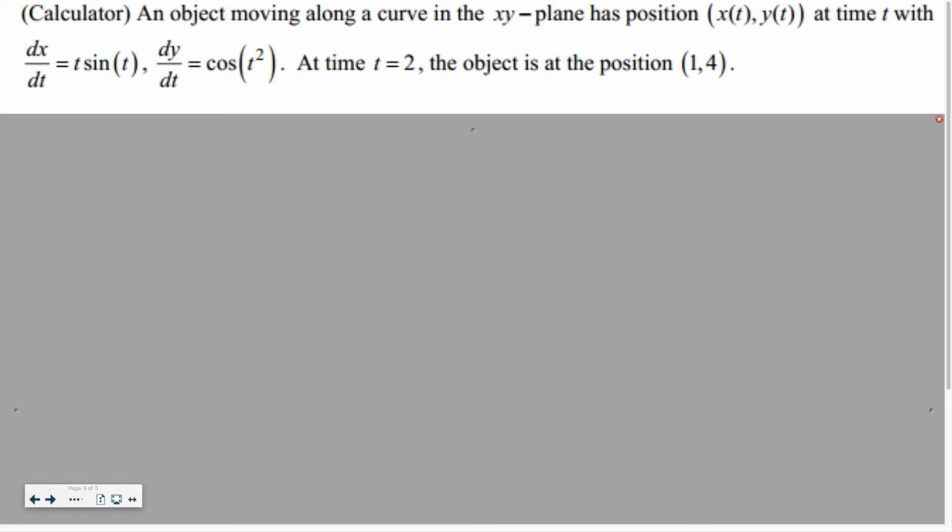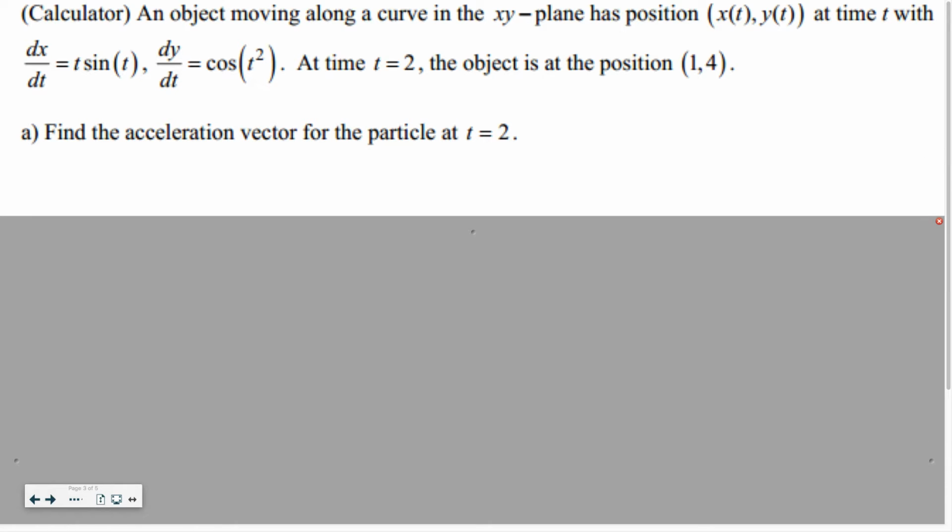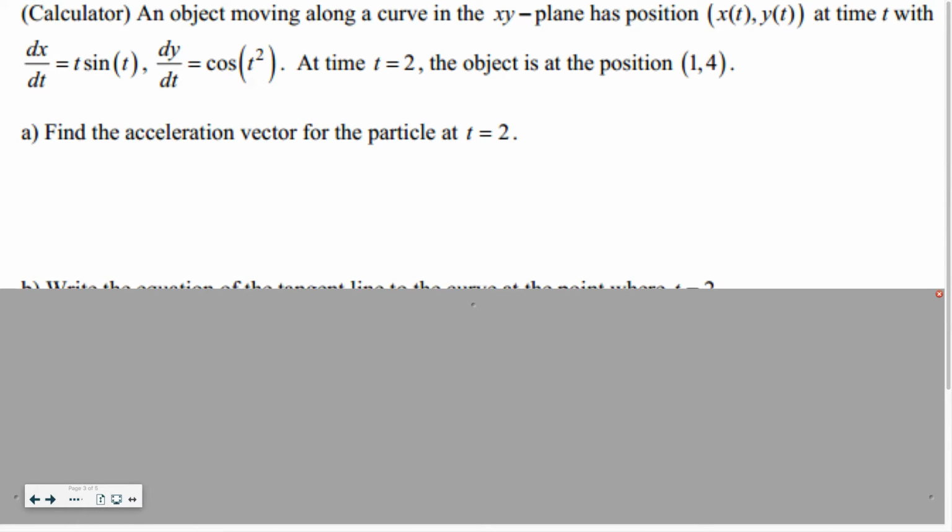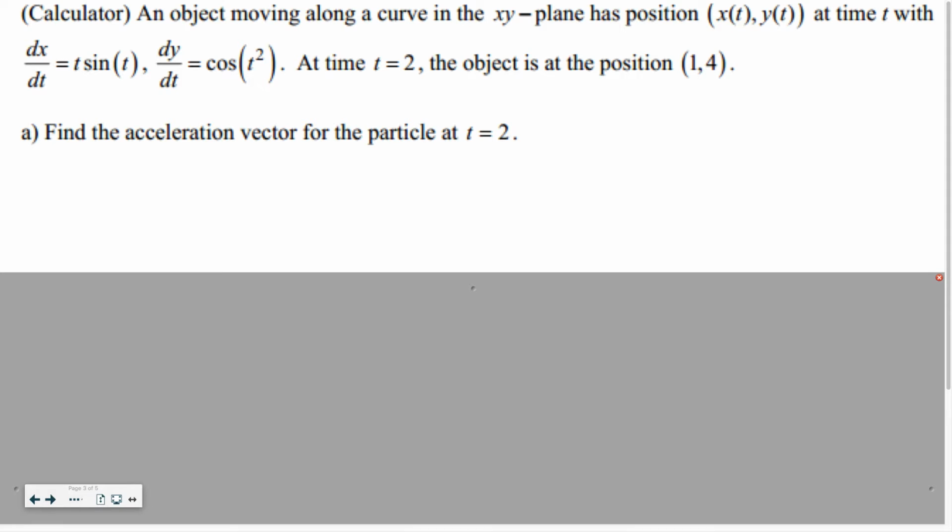Do you have written down the position at t equals 2 is 1, 4? Yes. Okay? Your position will probably not be given to you in vector form. It'll most likely just be in coordinate form. All right, we ready? Find the acceleration vector for the particle at t equals 2.